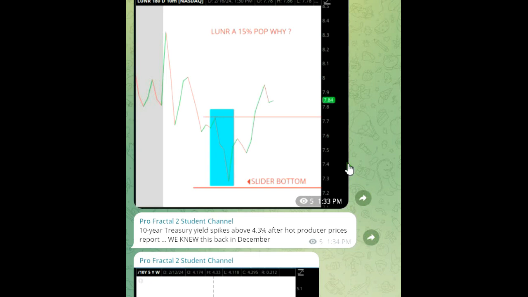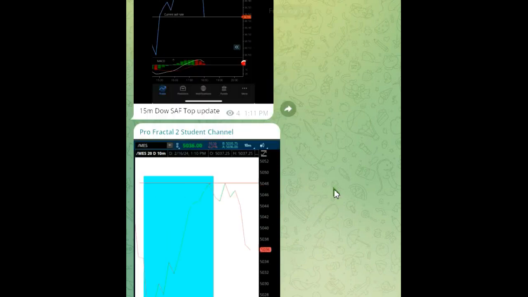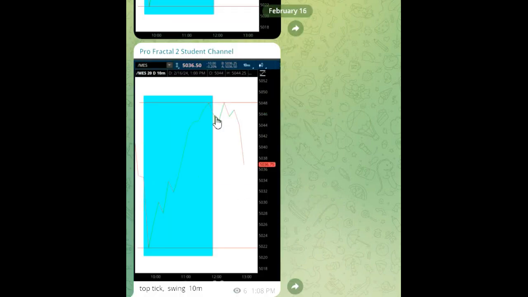Okay, here's a couple stock fractals here. We have 15% a pop there. Here's a typical slider bottom, and here's your typical decaying fractal here on a micro. Okay, and look what happened.